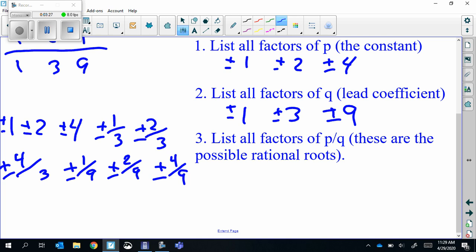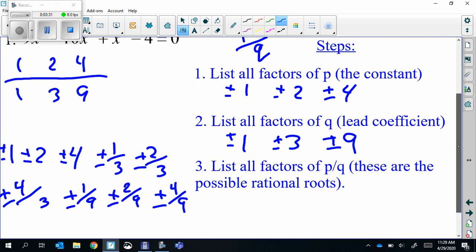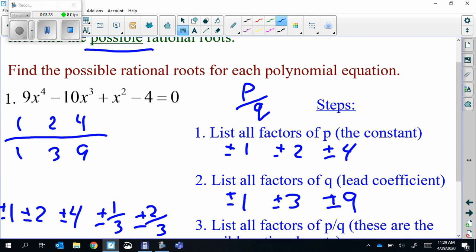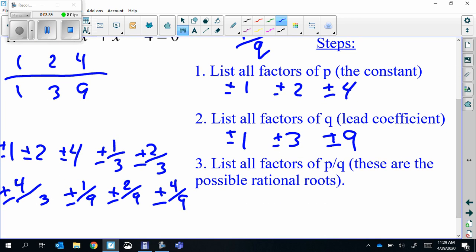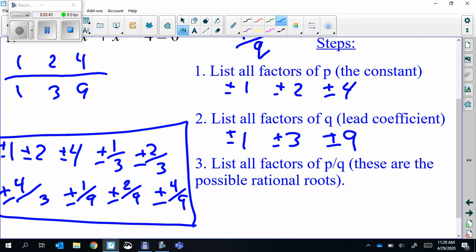So when you list them all out, this is all you're doing. You're listing them just like that. That's all this question said. It just said find the possible rational roots. So if that's all it says, you're just writing out all those fractions, and that's it.